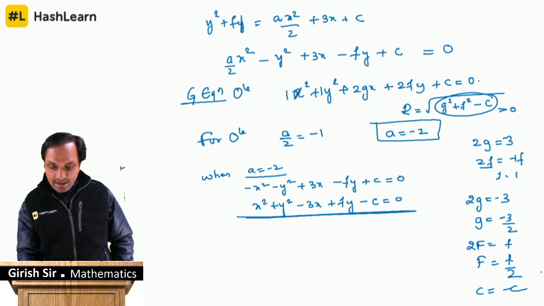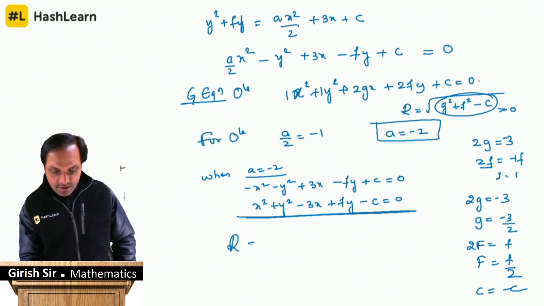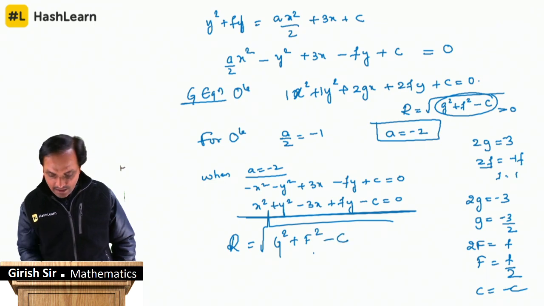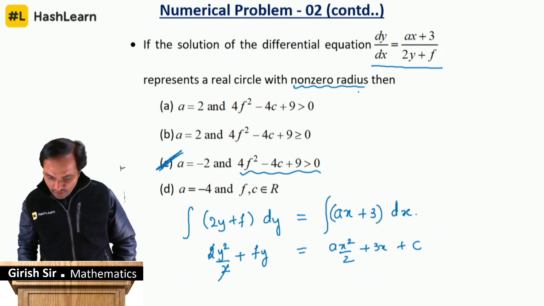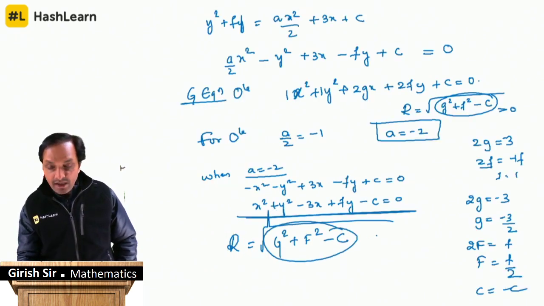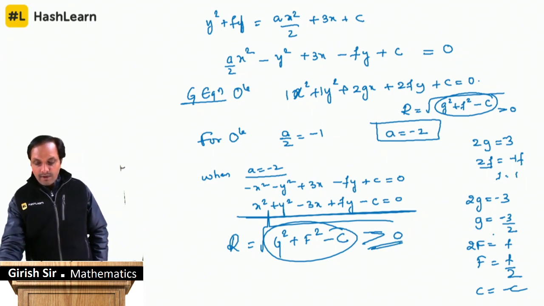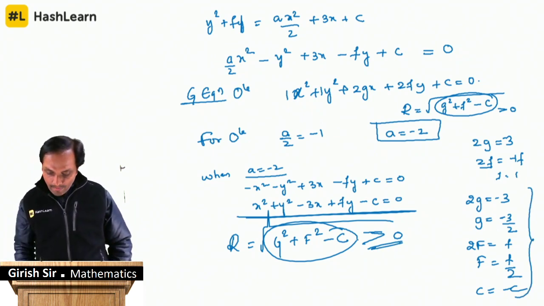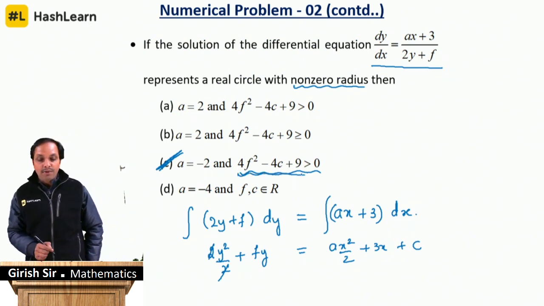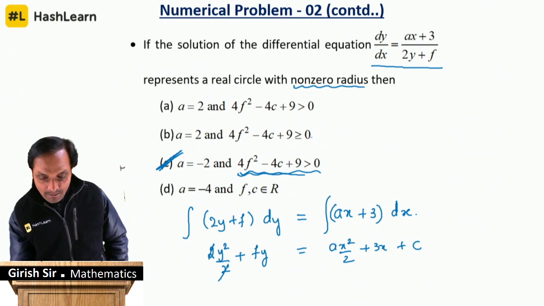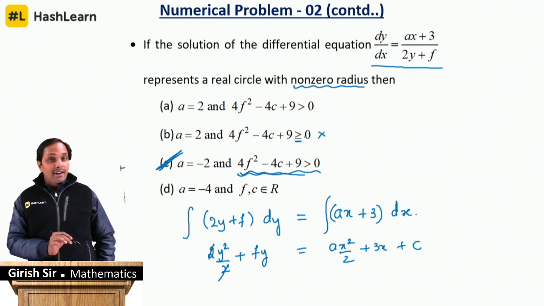Okay, so take this, radius is equal to root of g square plus f square minus c, and here what you have to do is non-zero radius. For non-zero radius, this part should be positive, that is greater than 0. So these values, take them and substitute here. You will get this condition 4f square minus 4c plus 9 greater than 0. Here easily equal to sign should not be there. Usually you should say answer cannot be B.